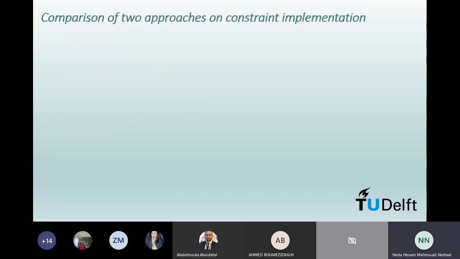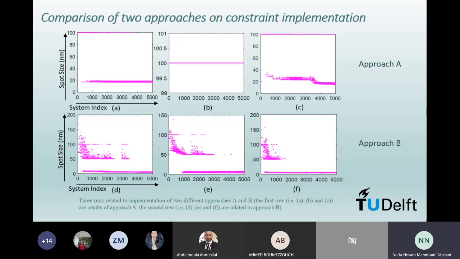Now we can compare the two approaches on constraint implementation. These approaches are implemented, and here you can see the results in the graphs. The top three graphs are related to approach A, and the bottom three graphs are for approach B. In the top graphs, values of 100 are related to the systems which did not satisfy the constraints. In the bottom graphs, values above 50 are related to the systems which were out of the range of constraints, and these values gradually decrease until GA could find the systems within the range. As can be seen, the minimum spot size which optimization reached in the top graphs is higher than the minimum value found in the bottom graphs.